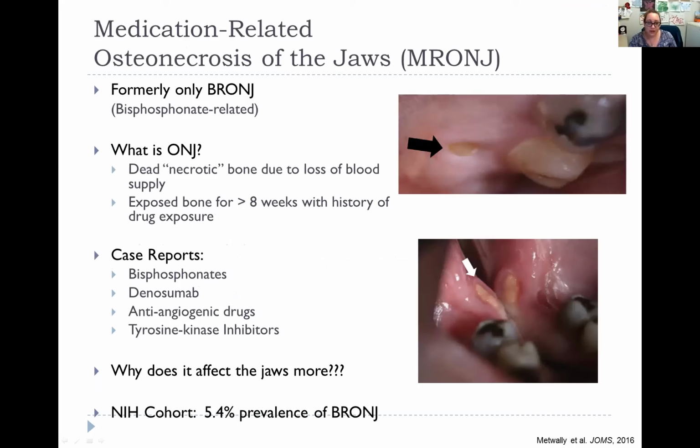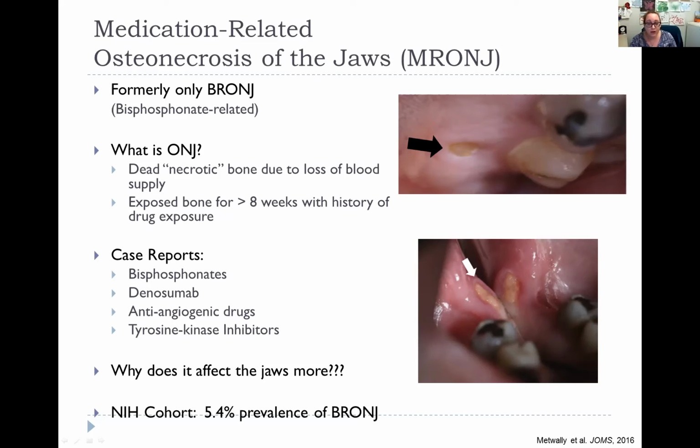So as far as medication-related osteonecrosis of the jaws, which was formerly known as bisphosphonate-related, I would say these first case reports were in 2003 by Marx and in 2004 by Ruggiero. And what is osteonecrosis of the jaws? It basically just means dead or necrotic bone due to loss of a blood supply. And it's defined as exposed bone for greater than 8 weeks with a history of this drug exposure. And case reports have been seen in bisphosphonates, denosumab, other anti-angiogenic drugs, tyrosine kinase inhibitors, which is another drug class. And we still have a very poor understanding of why it affects the jaws more than other places.